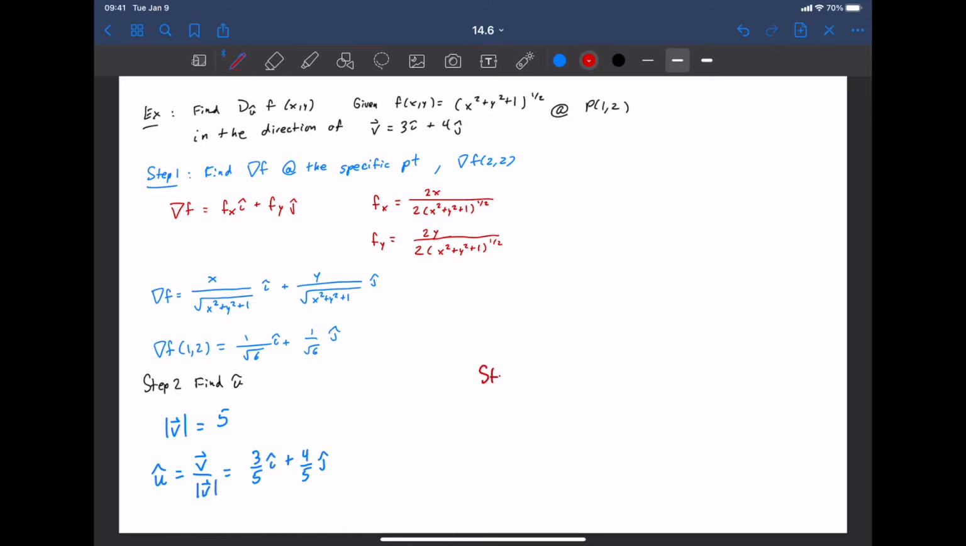Our final step is to use our formula, our knowledge, our know-how to say this guy, all put together, is my gradient evaluated at the point times some unit vector. And when I say times, I'm sorry, I could have been more specific. Dotted with, dot product with the unit vector. So we're talking about the vector.